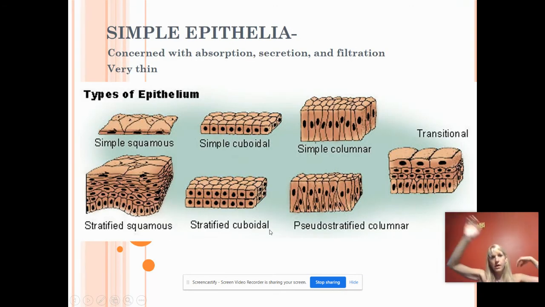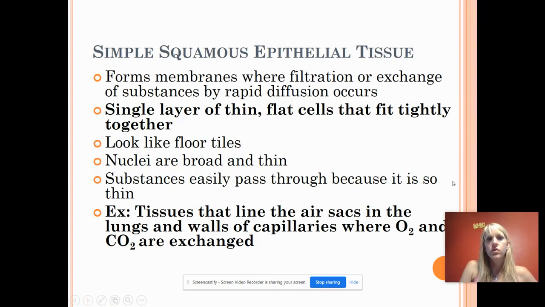All right, so simple epithelial tissue helps with absorption because it's really thin. Secretion, again, because it's thin. Filtration, and those are the 3 main things that it helps with. And there's another picture there. Any place that filtration or exchange of substances by rapid diffusion is going to occur would be simple squamous. Think about it like this. You think diffusion is going to happen a lot faster with this one or this one? Obviously this one, right? So any place in your body where diffusion needs to occur is going to be 1 layer thick.